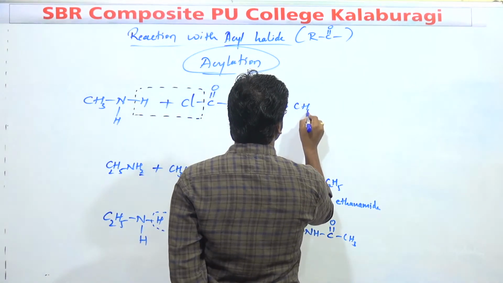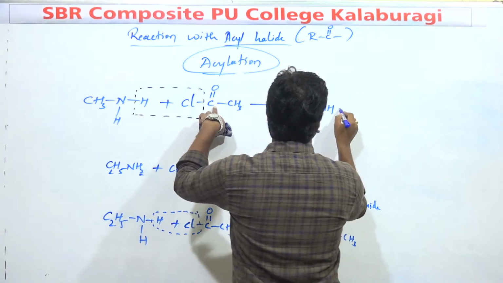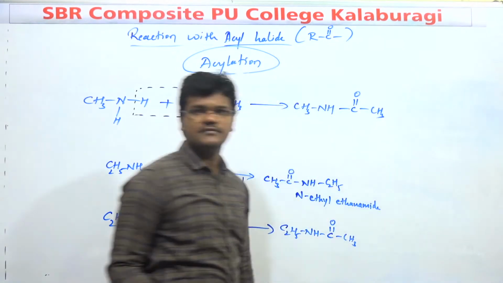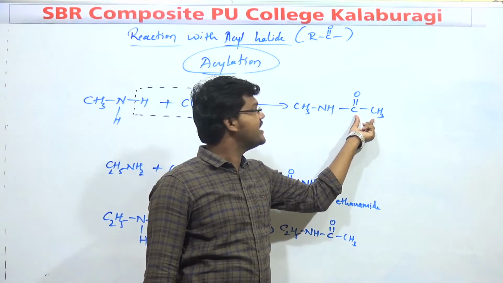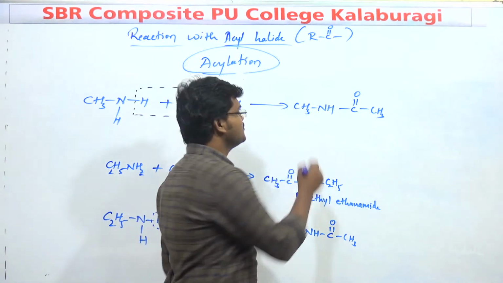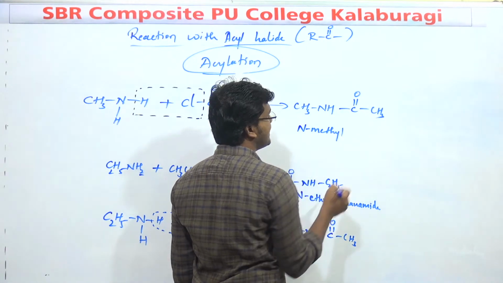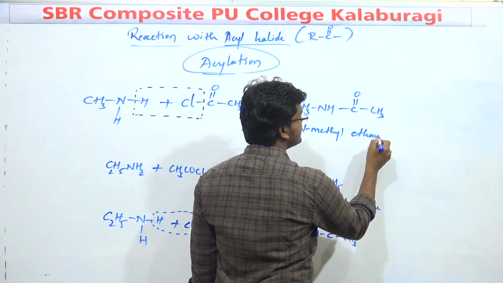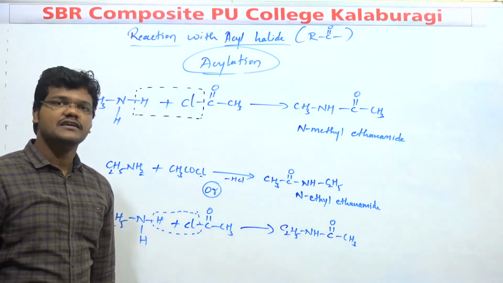CH3 and NH. I'm left with what? CH3NH. This CH3NH is attached to what? COCH3. Clear? So again I am having ethanamide. Your name should end with ethanamide. Ethanamide is attached to a nitrogen. That nitrogen is attached to methyl. So this is N-methyl ethanamide. Correct?